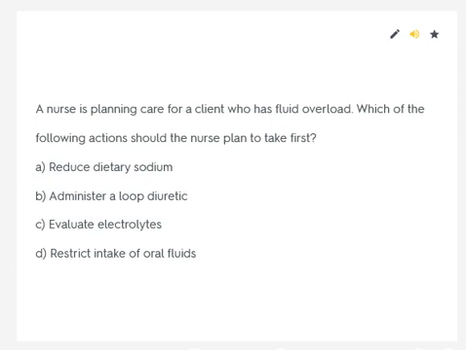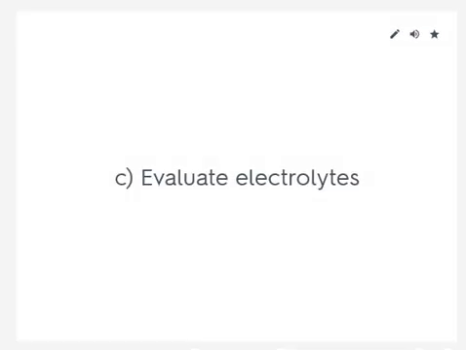A nurse is planning care for a client who has fluid overload. Which of the following actions should the nurse plan to take first? A. Reduce dietary sodium. B. Administer a loop diuretic. C. Evaluate electrolytes. D. Restrict intake of oral fluids. C. Evaluate electrolytes.